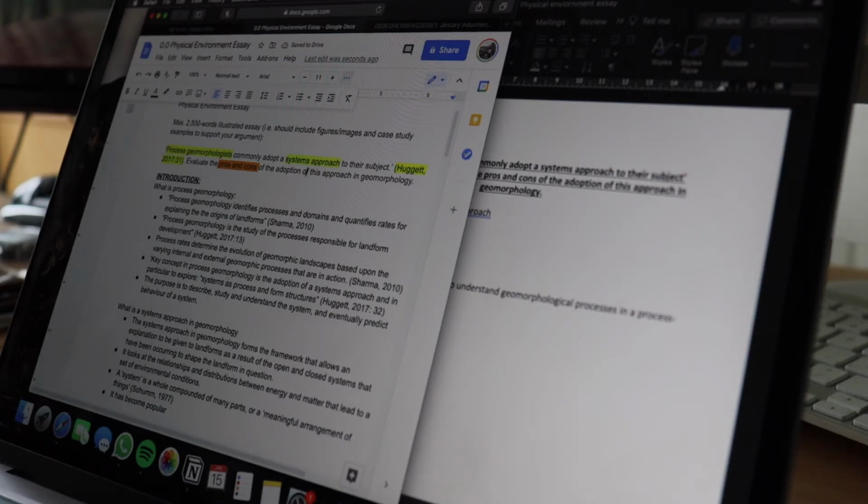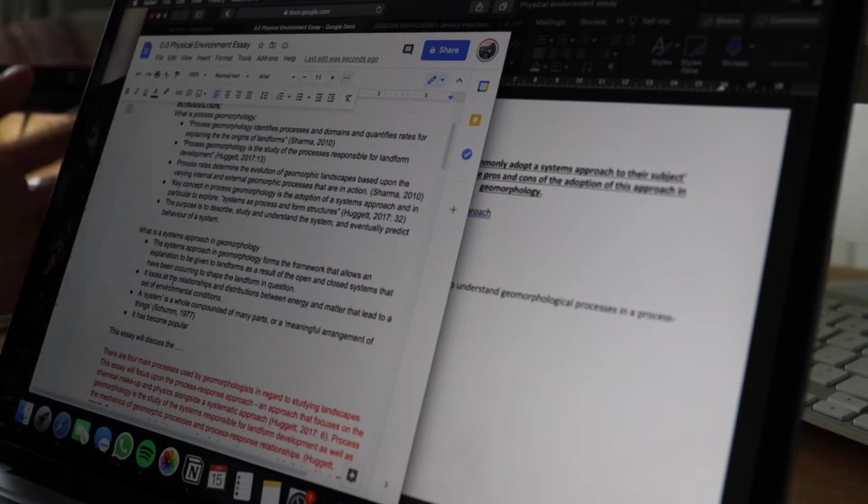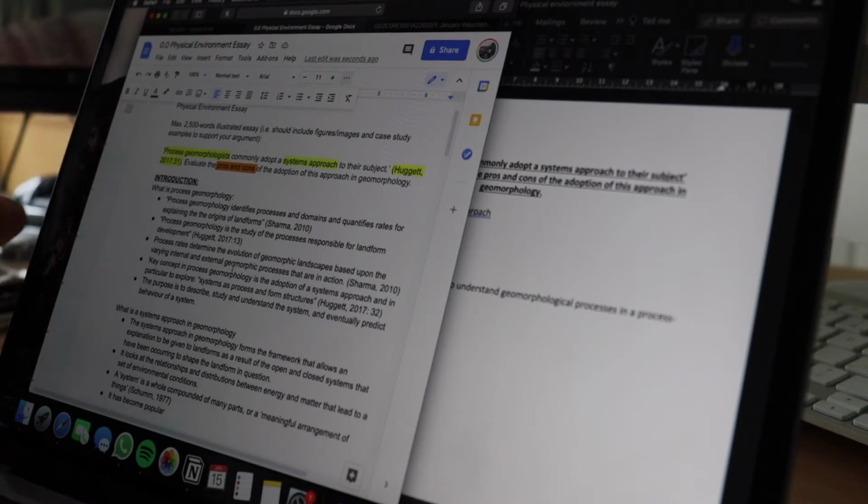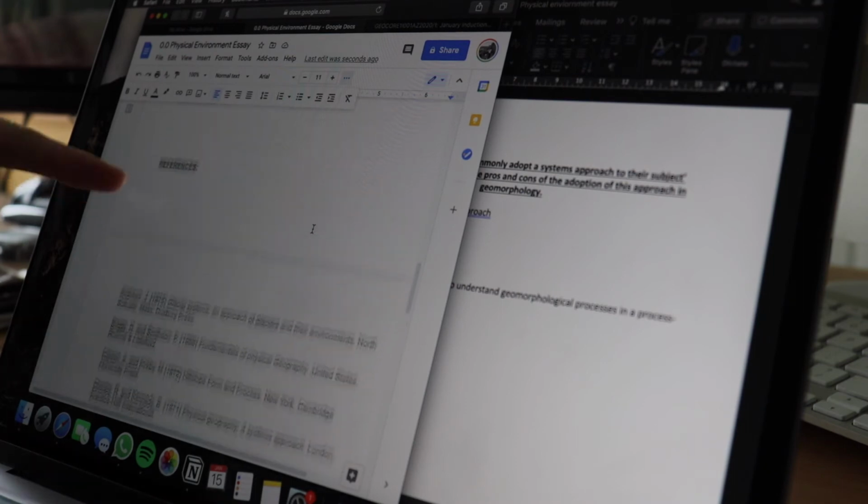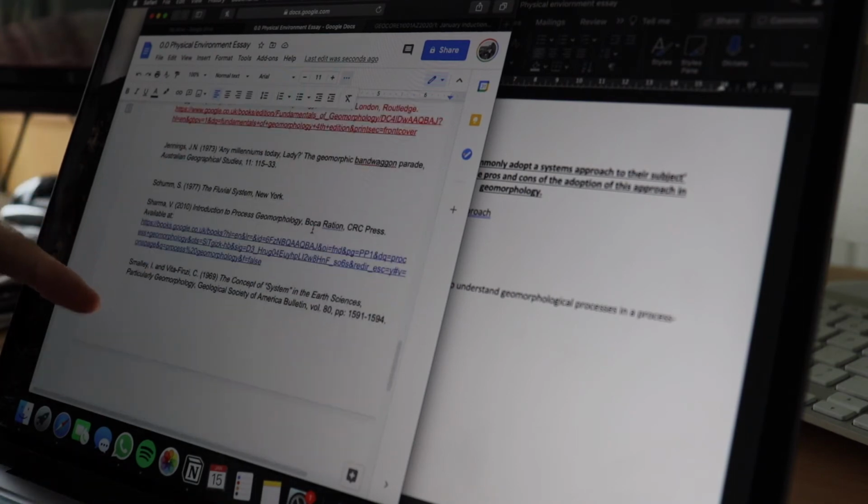So in my introduction here, this is my plan for the introduction. Take the first bit, what is process geomorphology? And then I find various different definitions or other articles that have essentially described what this is. So I have a quote here from this author called Sharma, which I have referenced down at the bottom here. You may see some of these are in red, some are not.